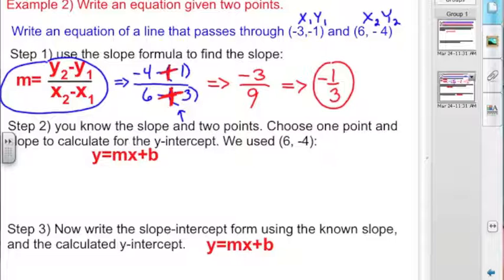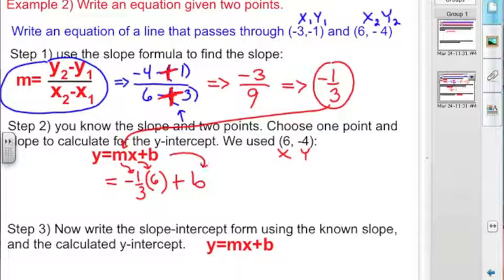Now we're going to use the slope, just as we did in our other slide. We're going to put the slope in, negative 1/3. We're going to use our x coordinate and our y coordinate. So we take x, we put in 6. We want to find the b value. We take the y, and we substitute it in for y. We have negative 4. All right, so now at this point, we're just going to simplify. On the left-hand side, we just have negative 4. All right, so we want 1/3 of 6. Well, 6 divided by 3 is 2. 1 times 2 is 2, so we get negative 2 plus b.